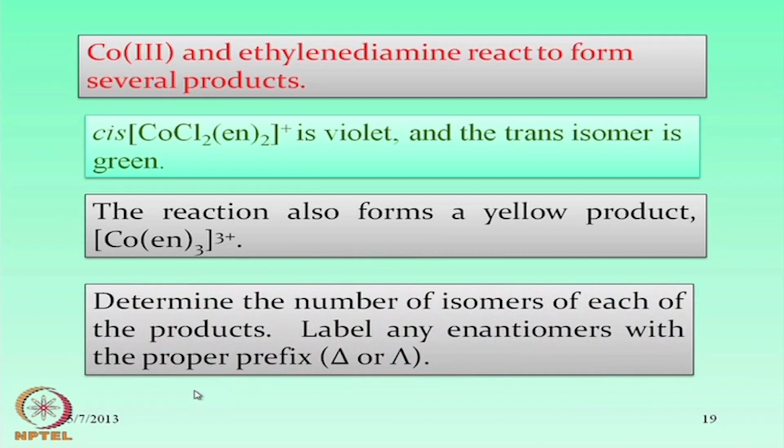So if we ask now the question that if these two are reacting with each other competitively, the chloride functioning as the ethylene diamine functions, how can we determine the number of isomers of each of the products? That means we have the violet product, we have the green product, and also we have the yellow product. And how can we identify them and label any enantiomers with the proper prefix, that means the delta or the lambda prefix for the corresponding orientation related to their corresponding threefold axis.